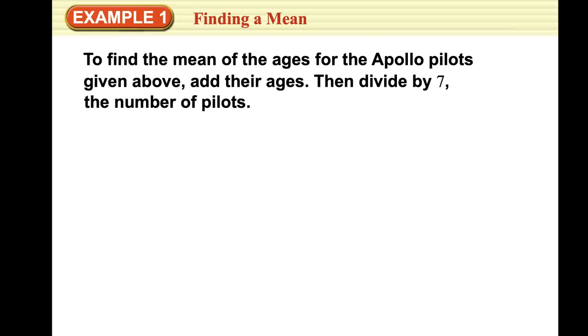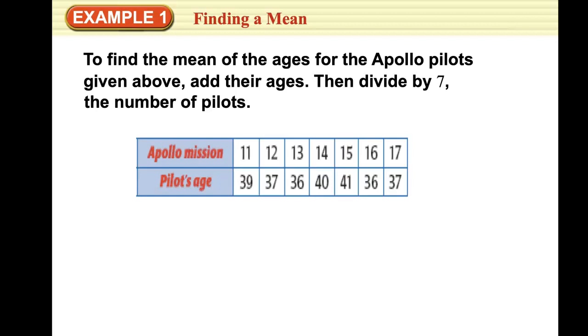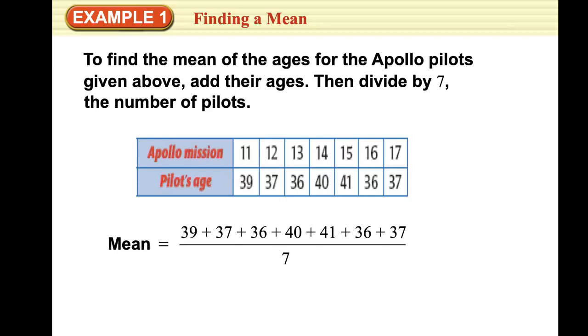To find the mean of ages for Apollo pilots given above, add their ages, then divide by 7, the number of pilots. So let's look at this example. There's Apollo missions, and there's their ages. So you would add up all of their ages. So here's all their ages right here. You would add them up, and then because there's 7 different numbers, you're dividing it by 7. So you'd add it up, divide by 7.